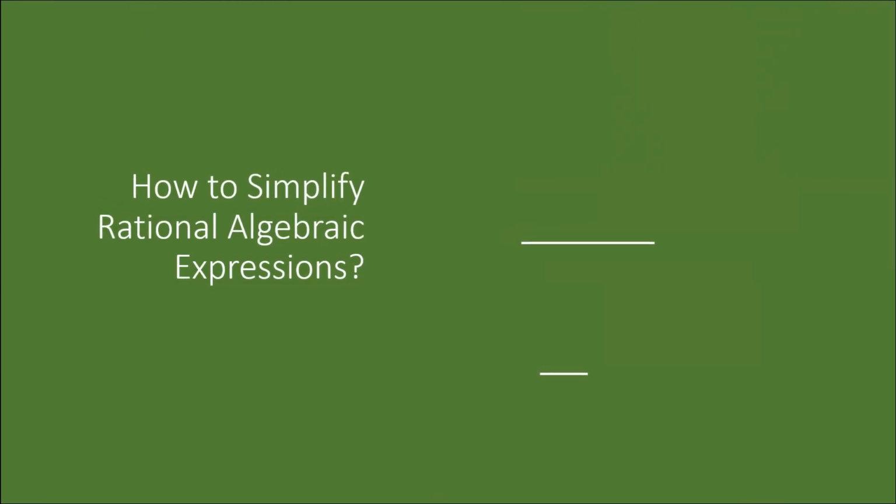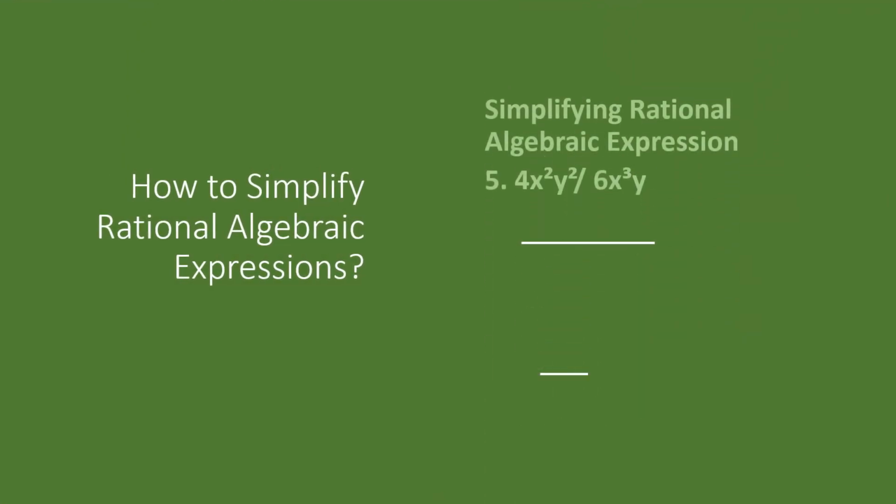Next, I have here 4x squared y squared divided by 6x cubed y. I can write that as 4 times x times x and y times y. In the denominator, I can simply write 6 times x times x times x, that is x cubed, times y. Now I'm going to get rid of the common factors. So first I'm going to do the variables. So this one, and then 1 pair of y.